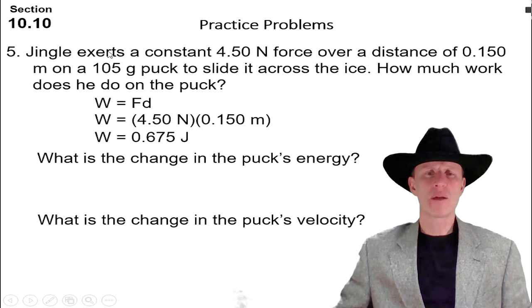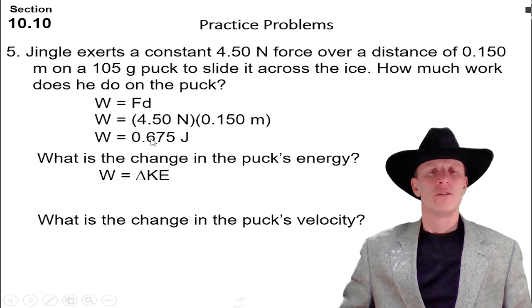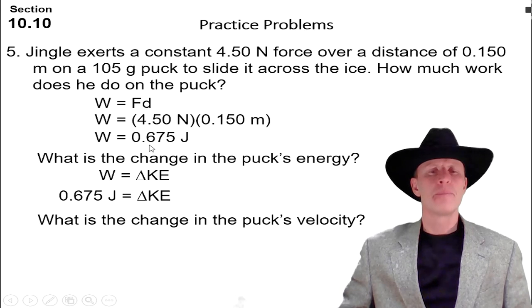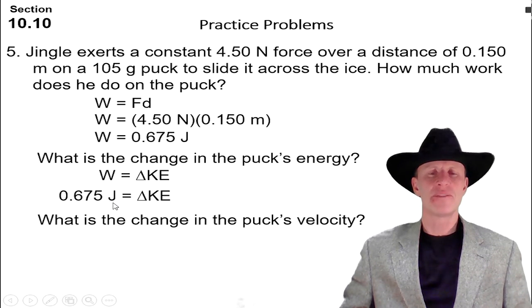So remember the problem we started with, Jingle, the hockey player who hit a puck. We ended up with this amount of work. That's the amount of work done on the system. So what is the change in the puck's energy? If we continue this formula, 0.675 would be work. What's the change in the puck's energy? That would be the same. It would be 0.675 joules.